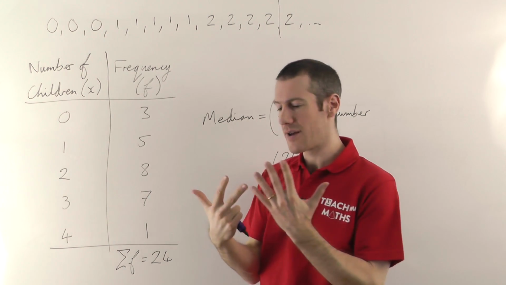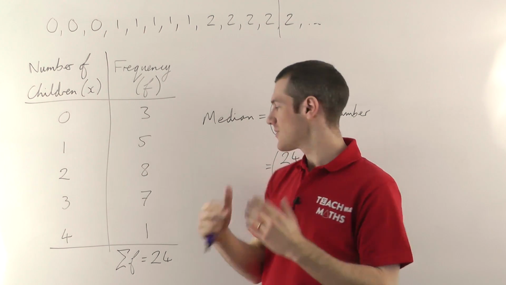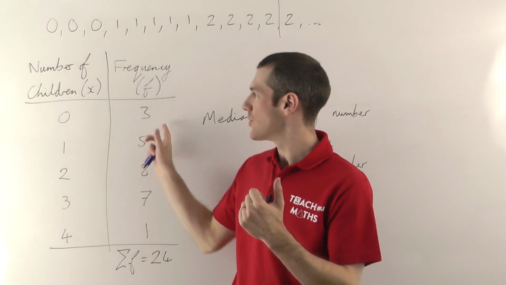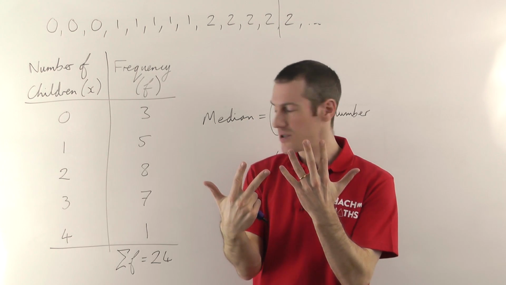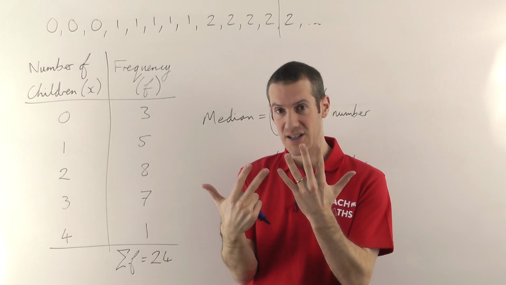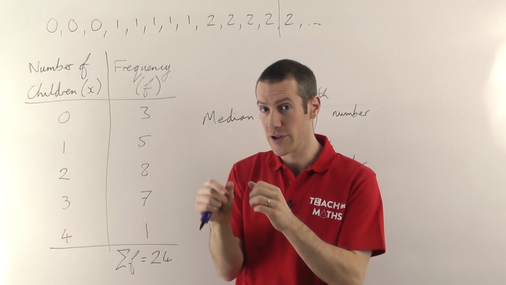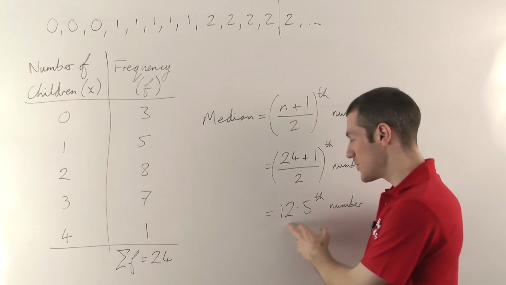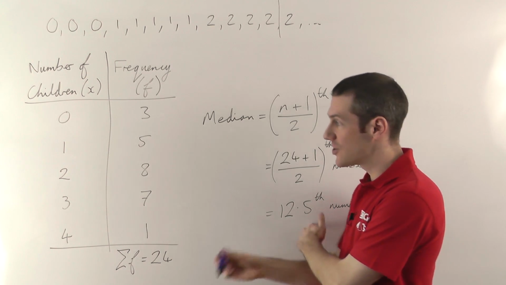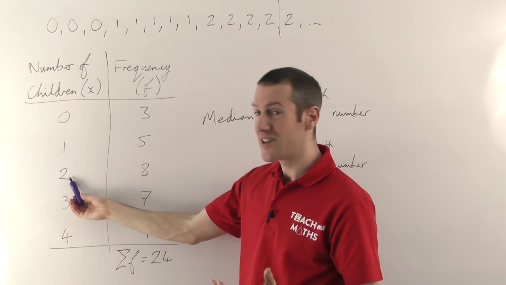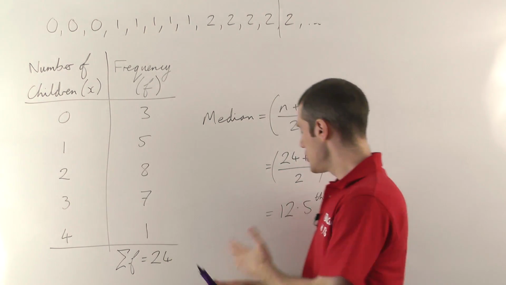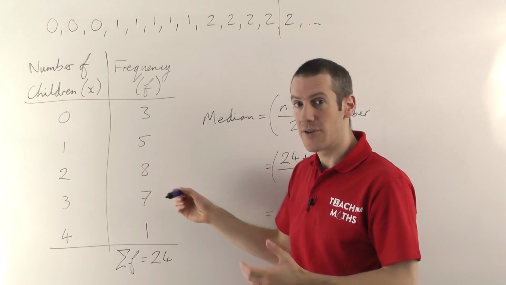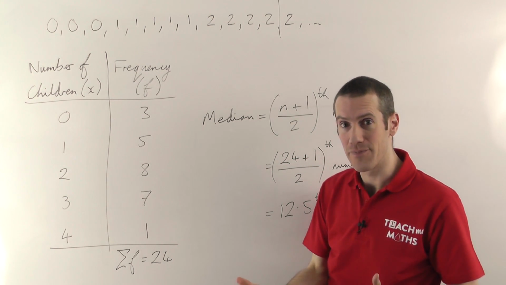Then you're going to add on another 8 2s, and remember you're looking for the 12th or 13th number. So 3 zeros, and then 5 1s takes you up to 8, and then another 8 2s is going to take you up to 16. 3 plus 5 plus 8 is 16, and that takes you past the 12th and 13th number. And so you know the 12th and 13th number fell in the 2s somewhere. You don't know where exactly without writing out all the numbers, but you know that there are 8 2s, so you've gone past the 12th and the 13th number.